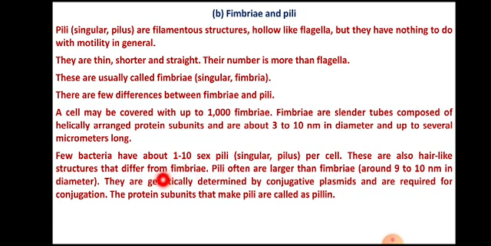These are also hair-like appendages like fimbriae, but pili are often larger than fimbriae. Structurally, they are larger, usually 9 to 10 nanometers in diameter. Fimbriae are 3 to 10 nanometers in diameter, and these pili are generally involved in the transfer of plasmids from one cell to another cell. The process is called conjugation. The protein that makes these pili is called pilin protein.